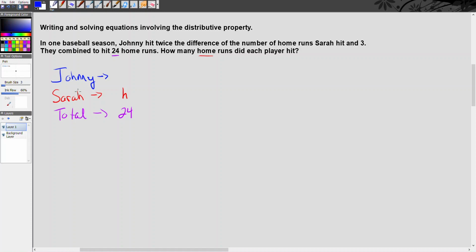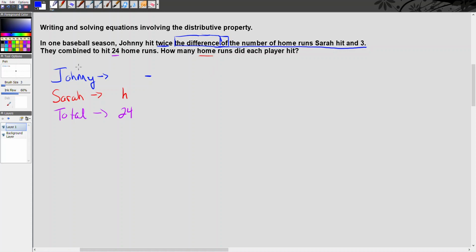Now we can use that to develop our expression to represent Johnny. So it says here, Johnny hit twice the difference of the number of home runs Sarah hit and three. So a key here is the beginning of this phrase, the difference of. The difference of tells me that I'm writing a subtraction problem, that I'm subtracting. And so when you see a phrase that starts like this, the difference of, or the sum of if you're adding, the product of if you're multiplying, the quotient of if you're dividing, then you want to build that operation in the order that comes after. So I'm going to be subtracting something. So what comes first in my subtraction expression? The number of home runs Sarah hit.